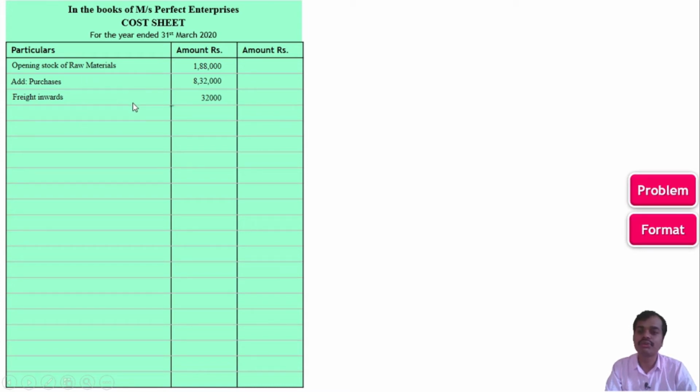First we take the total of these three items, the total is 10,52,000, and from this amount we deduct closing stock of raw material. The amount is 2 lakh. Whatever calculation we get, we will write here in the outer column, and that is our cost of material consumed. The amount is 8,52,000.